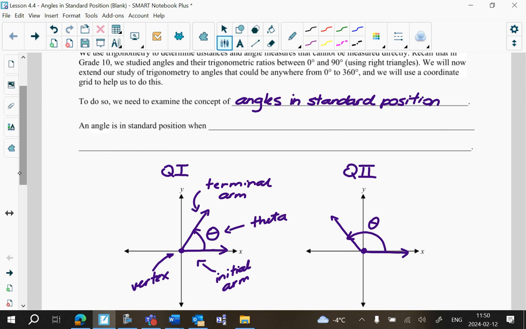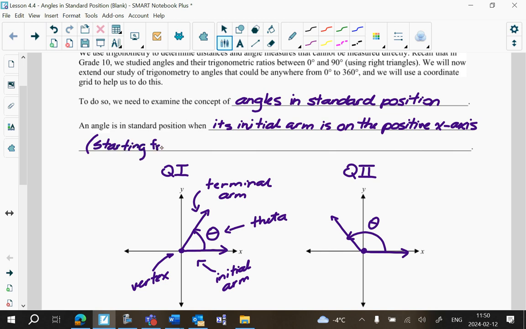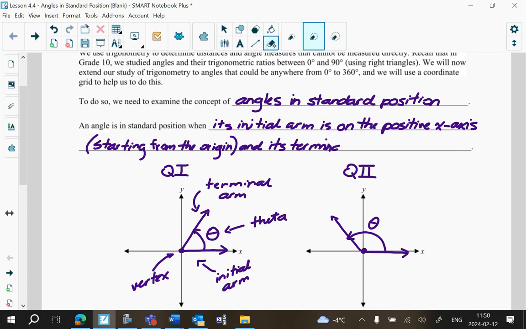So an angle is in standard position when its initial arm is on the positive x-axis starting from the origin, and its terminal arm is somewhere in one of the 4 quadrants. That's what it means.